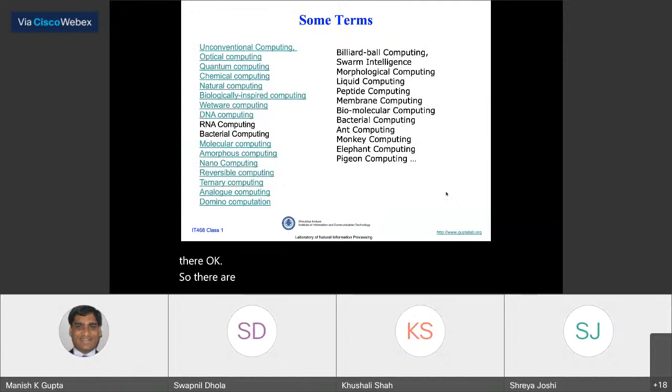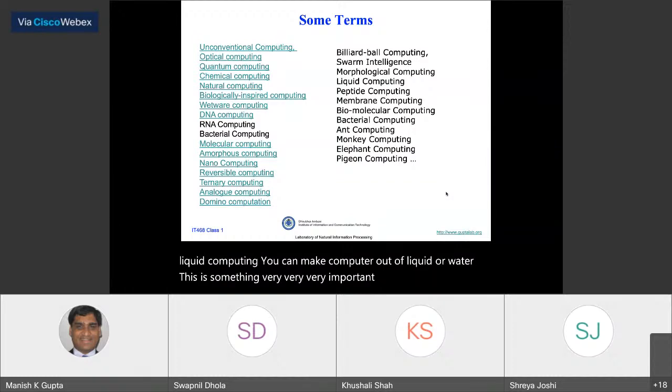There are some other terms which are used for this course. Unconventional computing, optical computing, and of course quantum computing, which is well established. Chemical computing, not many people know about it. Natural computing is a term. Biologically inspired computing, though that's a different application. Then we have wetware computing. DNA computing is, of course, one popular term. RNA computing, bacterial computing, molecular computing, amorphous computing, nano computing. Billiard ball computing, swarm intelligence, morphological computing, liquid computing. You can make a computer out of liquid or water. This is something very important.